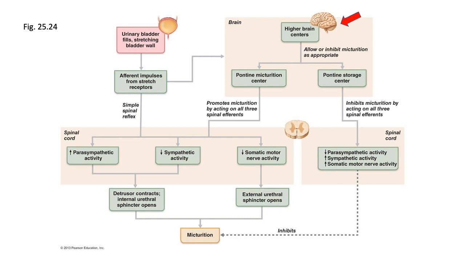If, however, you determine that it is inappropriate for you to urinate, the storage center will be in control, and it will inhibit micturition. It inhibits micturition by way of decreasing parasympathetic and increasing sympathetic input to the detrusor and the internal urethral sphincter. This will cause the detrusor muscle to remain relaxed and the internal urethral sphincter to remain contracted or closed. Increased somatic input into the external urethral sphincter will cause it to contract and remain closed as well.